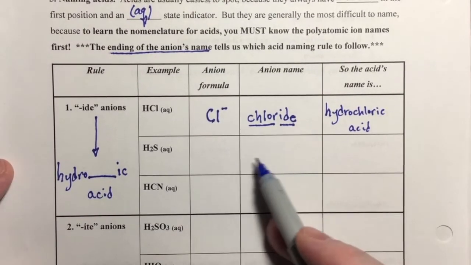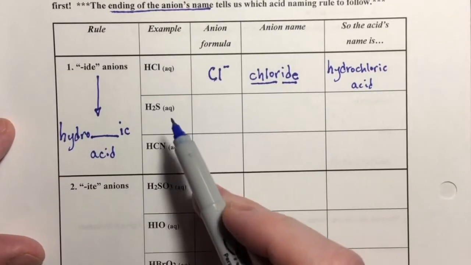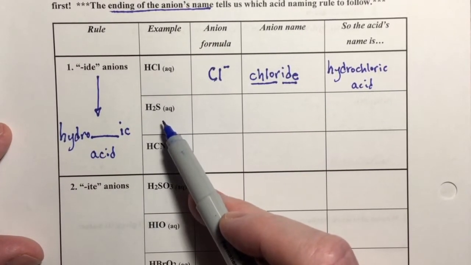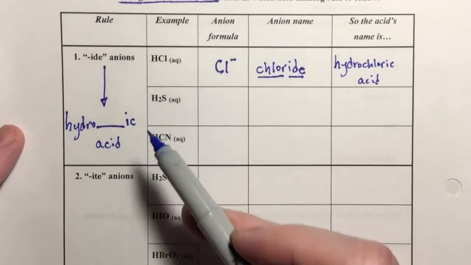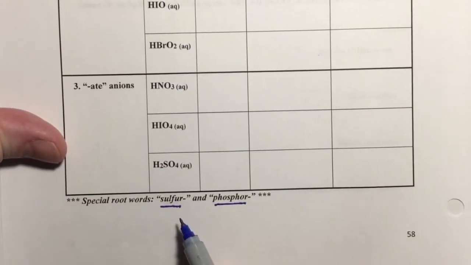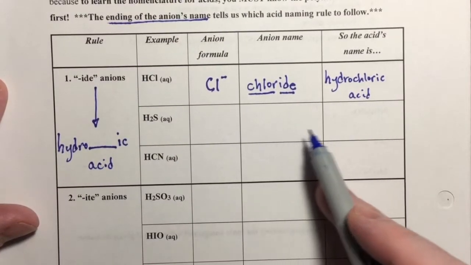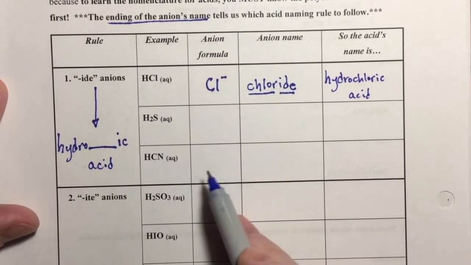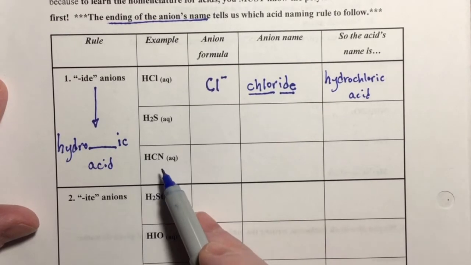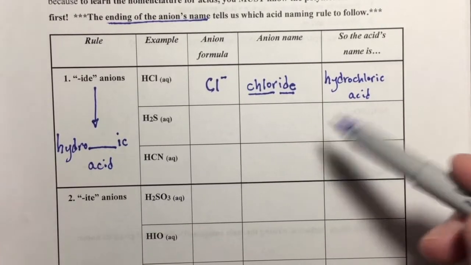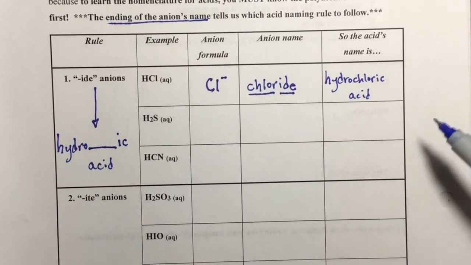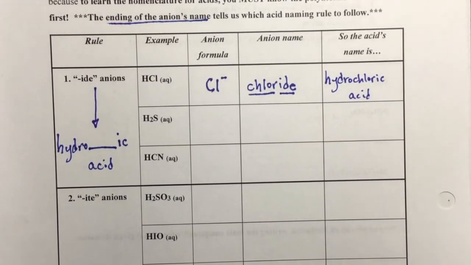So I've given you 2 more examples here, and I would like for you to try these. Don't forget that sulfur and phosphorus containing anions follow this special rule for their root words. Okay? So I would like for you to fill in these 3 boxes for H2S aqueous and do the same down here for HCN aqueous. Pause the video, complete those rows, and when you're done, resume the video and I'll work through this with you.